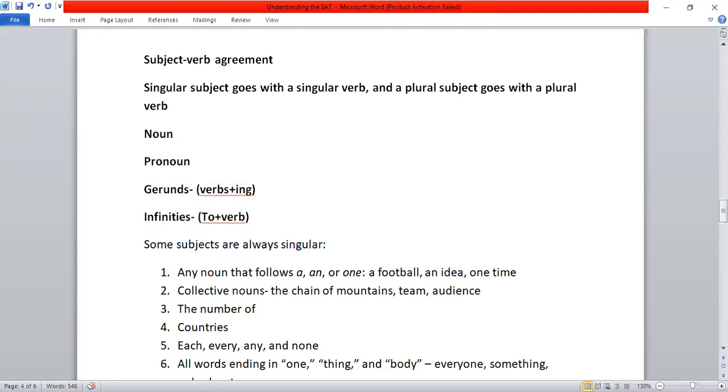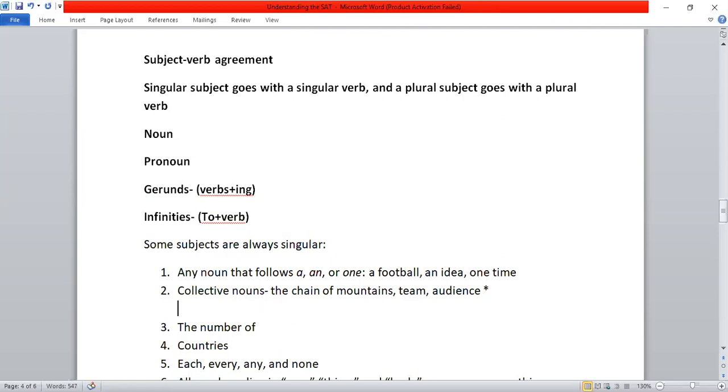So now let me put an asterisk here. Collective nouns are singular. Mountains is plural, but the moment I said chain of mountains, it became singular. Team is singular. Audience is singular. So you're going to use singular verbs along with it. But let's put an asterisk over here. Reason: the moment you say collective noun, it does not always mean that the collective noun cannot become plural. It can, if my term itself becomes plural.